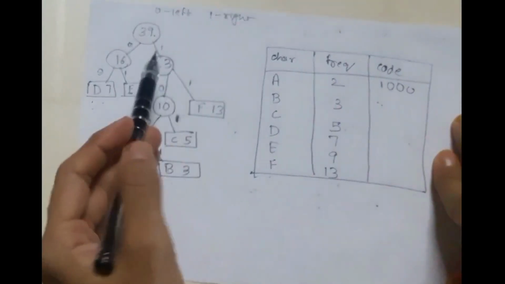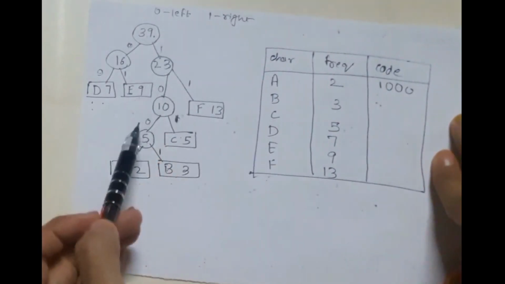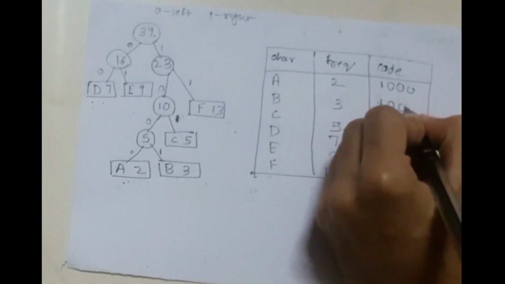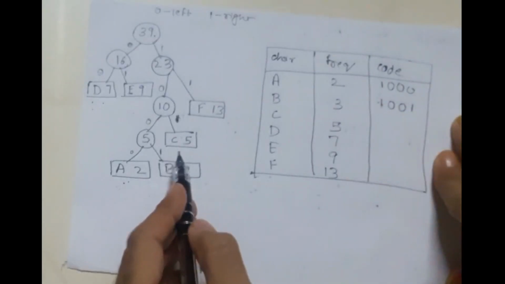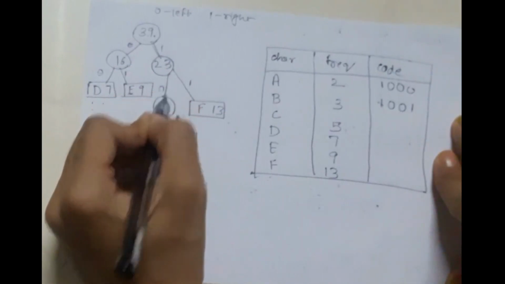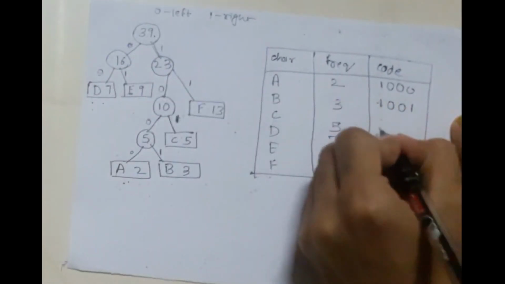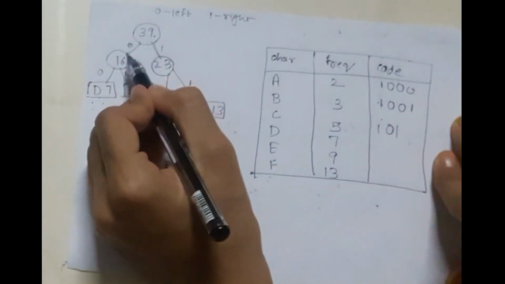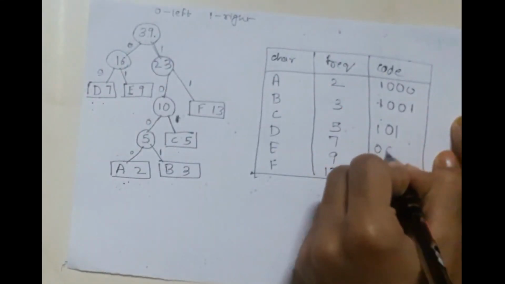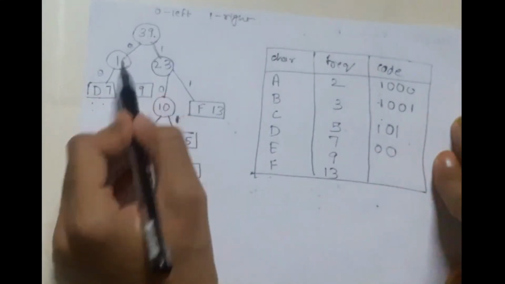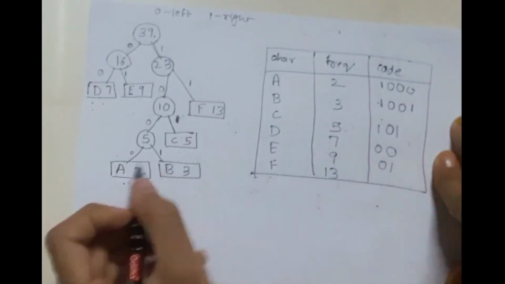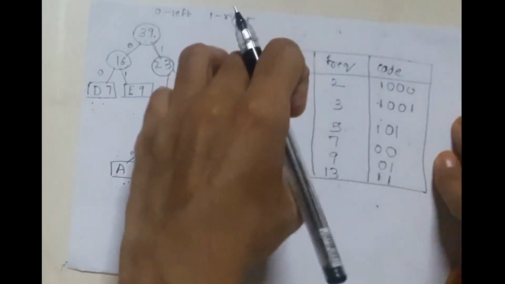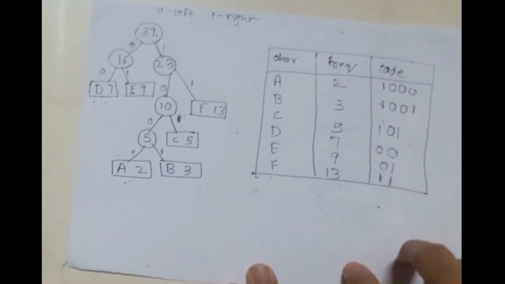Similarly B, here it is 1 0 0 1. Then C, 1 0 1. D, 0 0. E, 0 1. F, 1 1. So these are the codes for the respective characters.